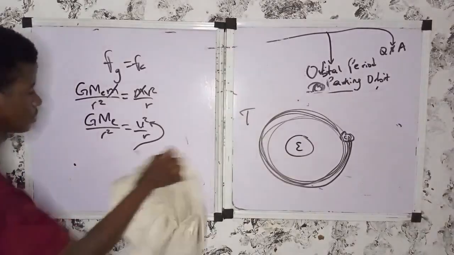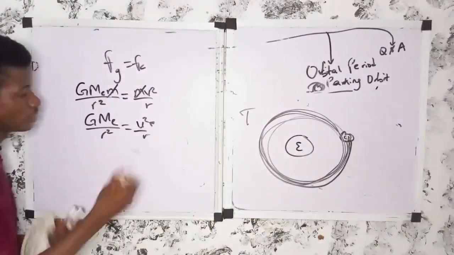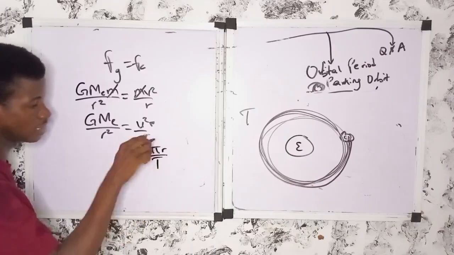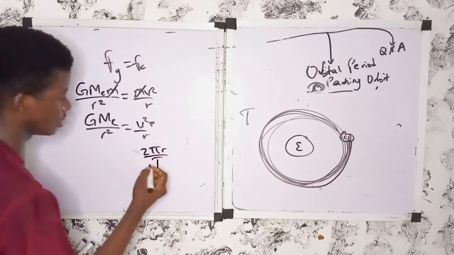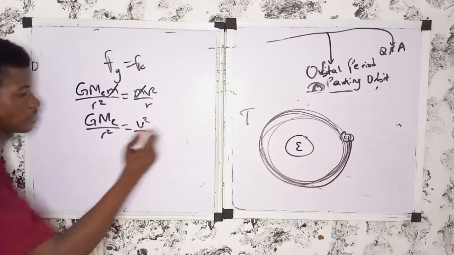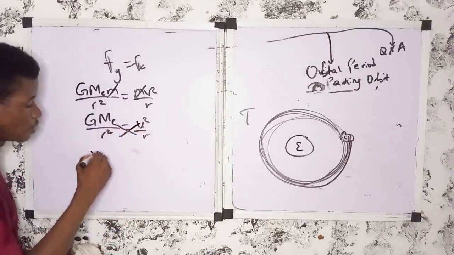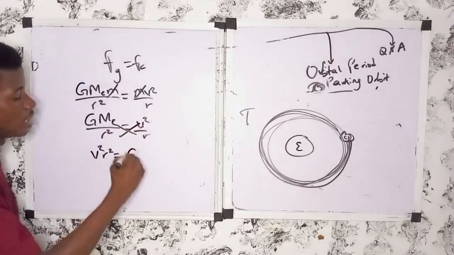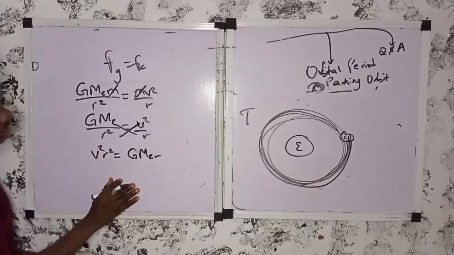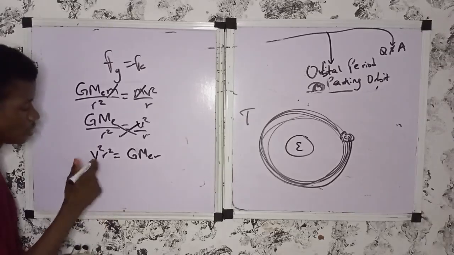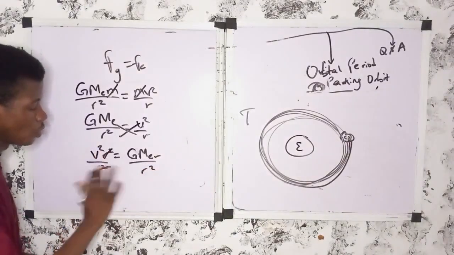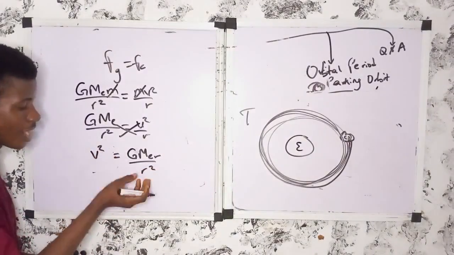So let's continue. So v is 2 pi r over T. Okay, so let me also make v square stand alone first. If you cross multiply, we arrive with v square r square equals G M E times r. Then if you want to make v square stand alone, dividing both sides by r square, so they cancel, we arrive with something like this, right?